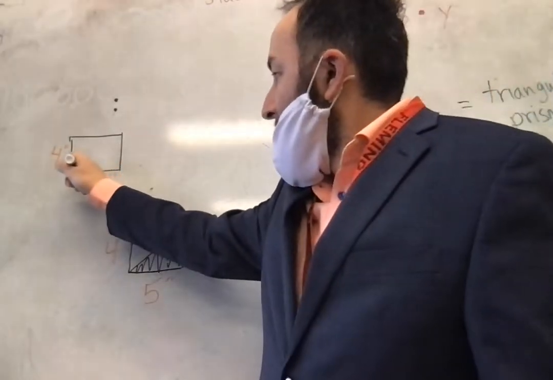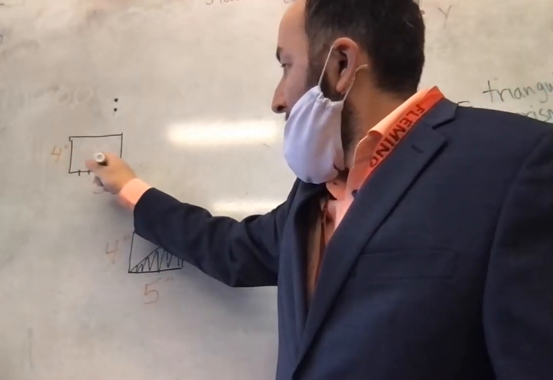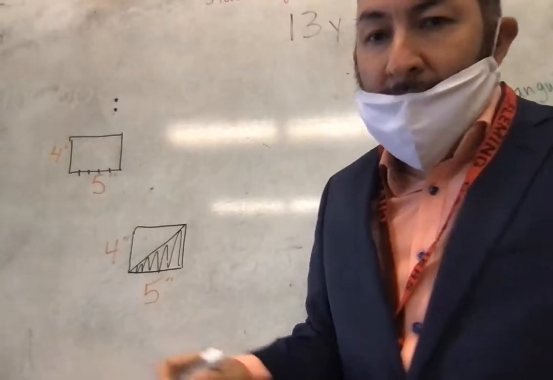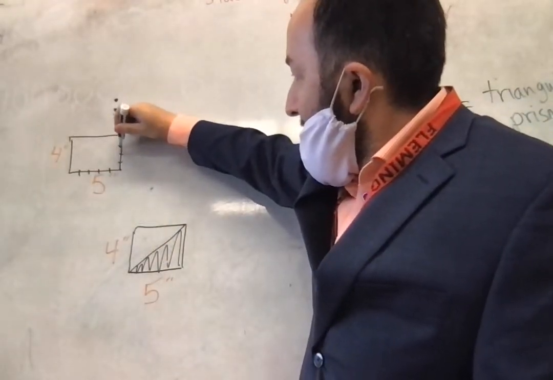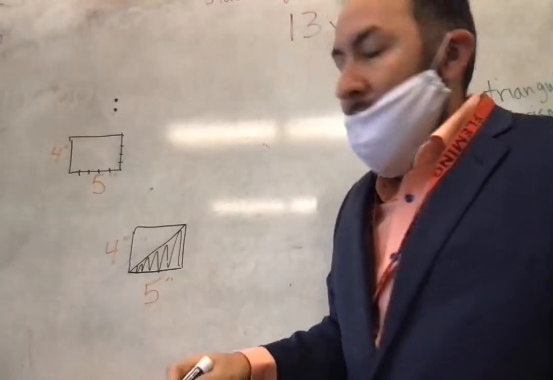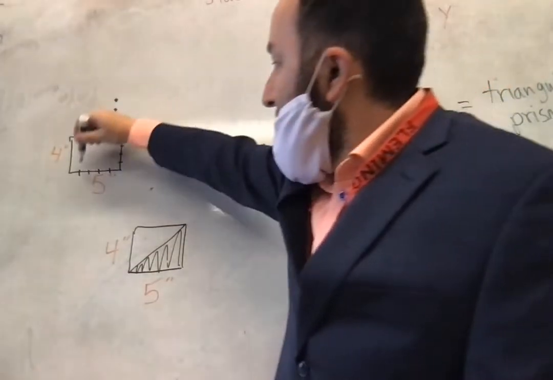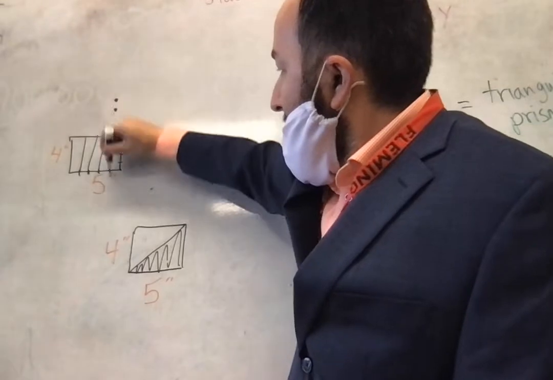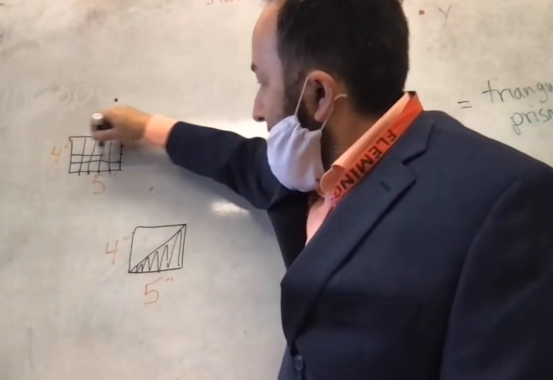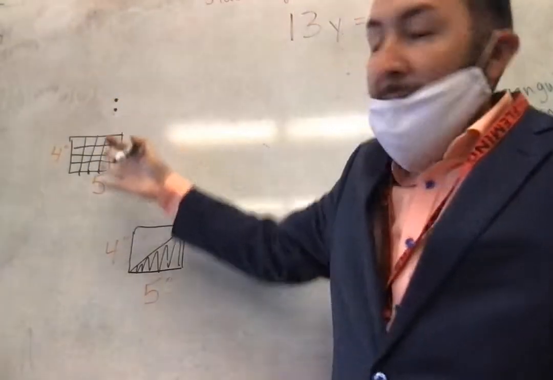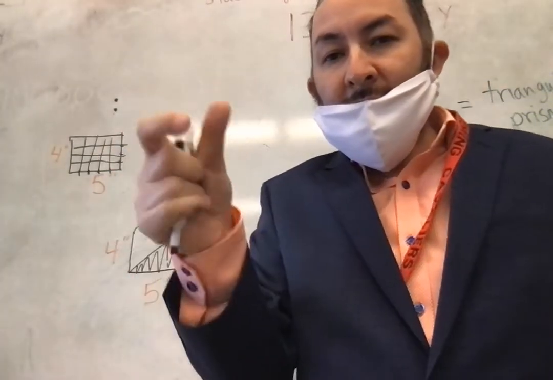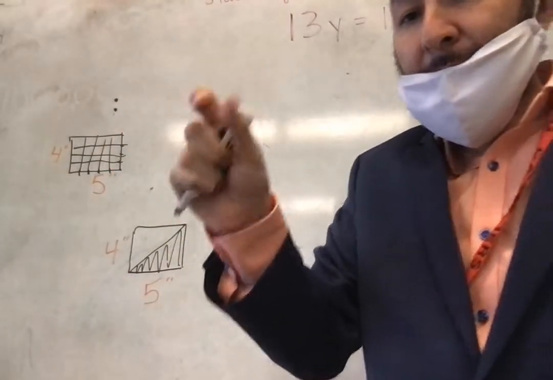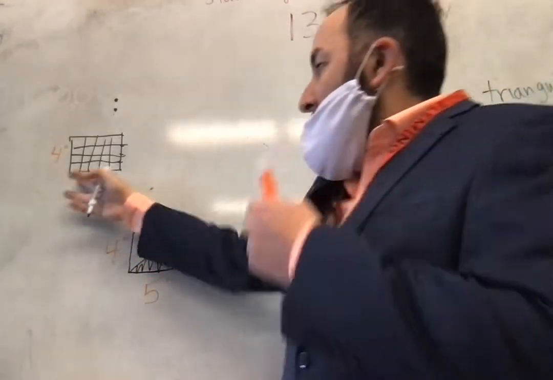I can draw this 1, 2, 3, 4, 5 inches across. And it says 4 inches up. I can draw that 1, 2, 3, 4. And if I were to continue those lines, and count, I would count 20 square inches, 20 squares that are 1 inch by 1 inch. Okay? And the shortcut, of course, is just this times this.